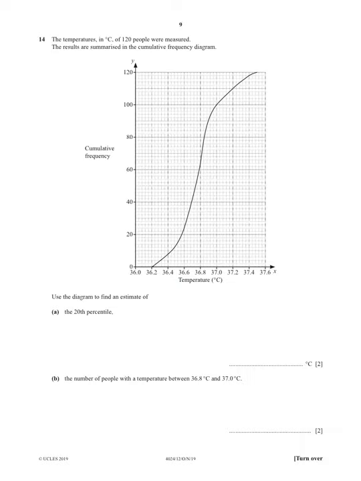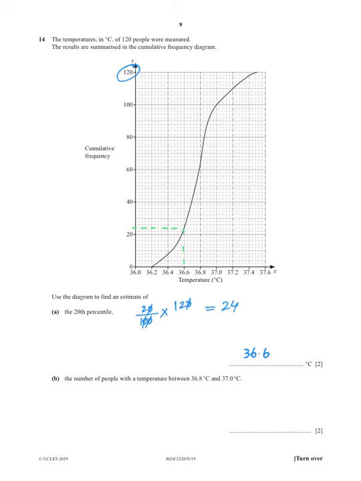Number 14. It says use the diagram to find the estimate of the 20th percentile. 20th percentile means what? 20 upon 100 multiplied by total frequency, and that is 120. Simplified, 0 and 0 cancel, 0 and 0 cancel, 2 times 12 is 24. Now find the value at 24. You need to find the value of x, and that value is 36.6. That is your first answer.